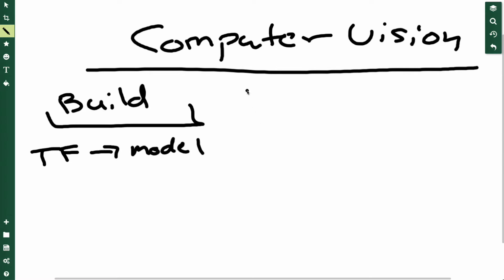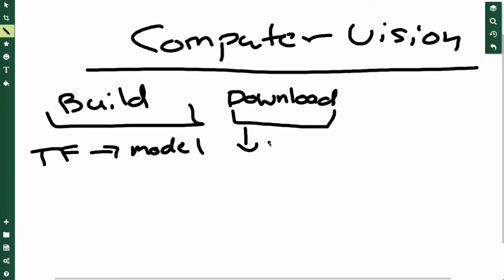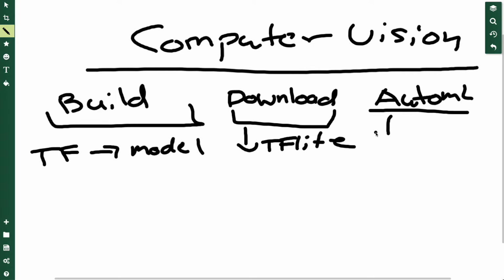Another way is you can use a downloaded model. So you can go through here and you can download. That's another way, and that would be the TF Lite model. And then yet another way would be to use AutoML. That's one way to train the model, and that can create TF Lite.